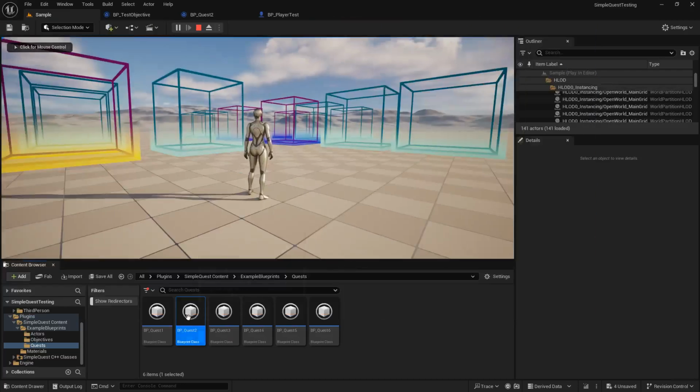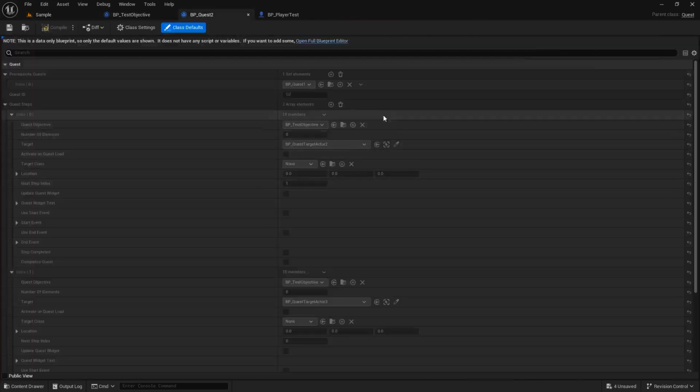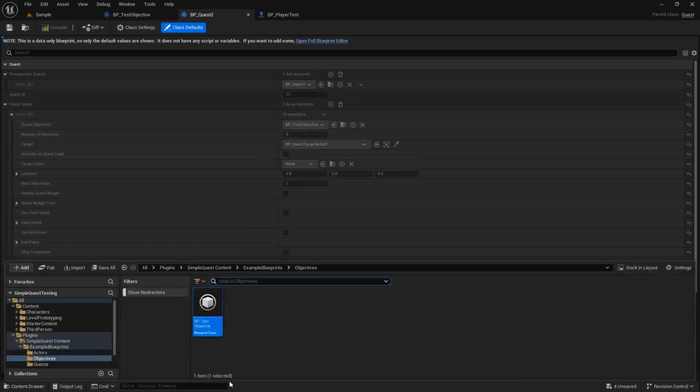And quests themselves are these data structures, these data only blueprints that are full of different structures that have generic information that can be contextualized. So it'll be things like a target actor or a target class or a location in the world or also these rule sets, these objective rule sets, which contextualize all that information.